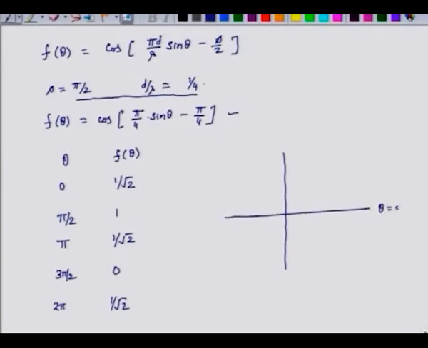So, this is the theta equals 0 degree direction, theta equals 90 degrees, theta equals 180 degrees, and theta equals 270 degrees. At theta equals 0, it is 1 over root 2 or 0.707. So, let us say this is 0.707. At theta equals pi over 2, it is 1, so it is going to be somewhere here. At theta equals pi, again my amplitude of this function f is going to be 1 over root 2.